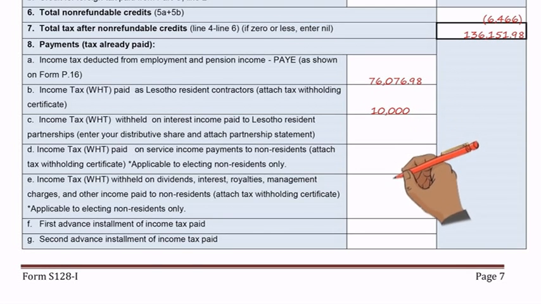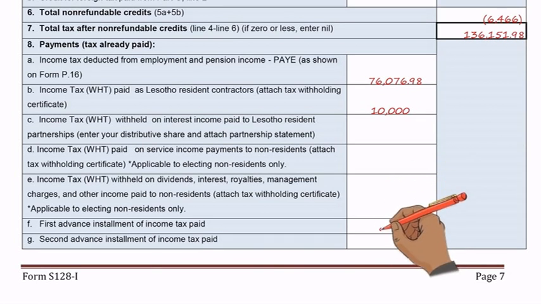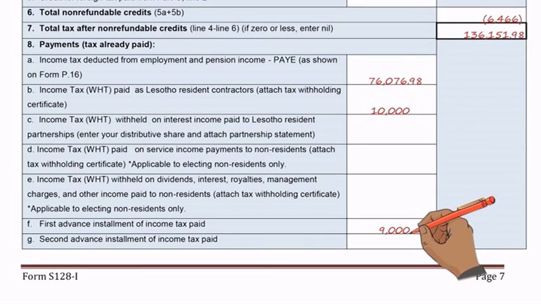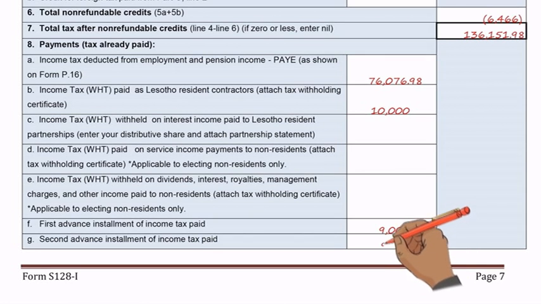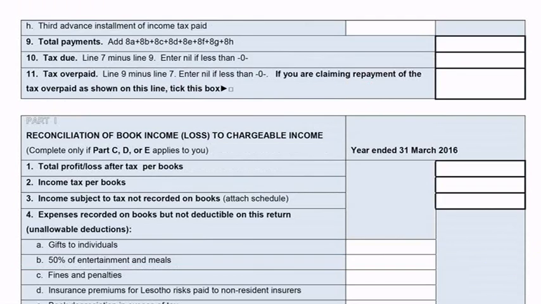F. Show the first advance installment of income tax. G. Followed by the second. H. And the third. 9. Sum up all the payments under number 8 to obtain total payments.